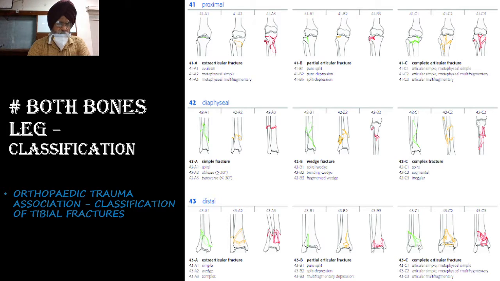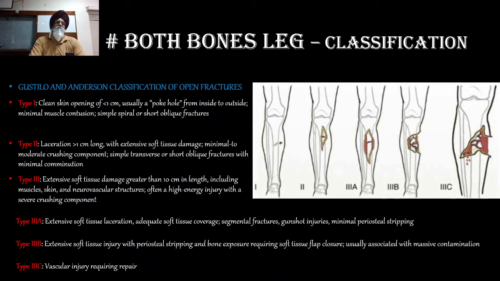So the classification is the Orthopedic Trauma Association classification of tibial fractures. A 4 number code is given to the tibia. According to location, a proximal fracture is 41, a diaphyseal fracture is 42, and a distal third fracture is 43. For both bone leg fractures, the classification of Gustilo and Anderson is used in cases of compound fracture, that is, open fracture.